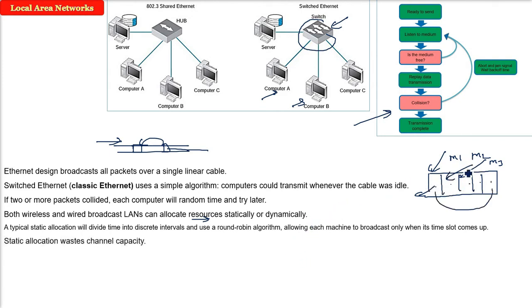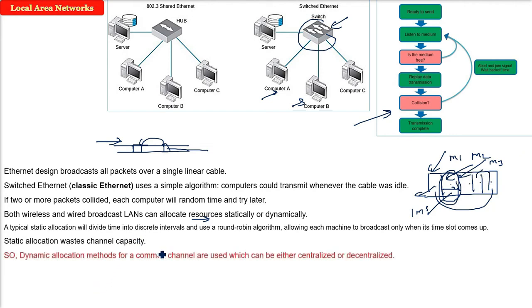But the problem is, when M2's turn comes, M2 doesn't want to send. It has nothing to send. For example, 1 millisecond is provided to each of 5 machines, going round robin. Every time it comes to M2, M2 is not ready to send. Say M3 is also not sending. So the time is wasted; static allocation wastes channel capacity. So now we have the dynamic allocation method for a common channel.